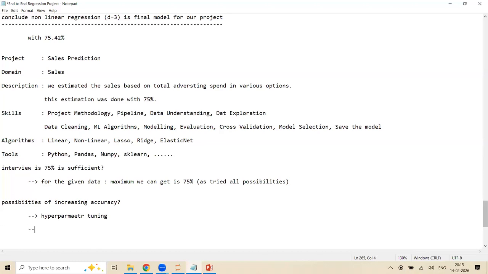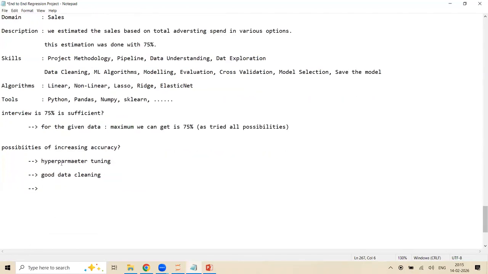Better data cleaning, a good data cleaning, is the second possibility to increase the accuracy. In ML, only two are there: one is proper hyperparameter tuning, along with good data cleaning. These are the only ones. Now they'll ask, have you done this for your project? The answer is yes. After doing all the possibilities only, I got the maximum 75%. Every possibility I have completed.